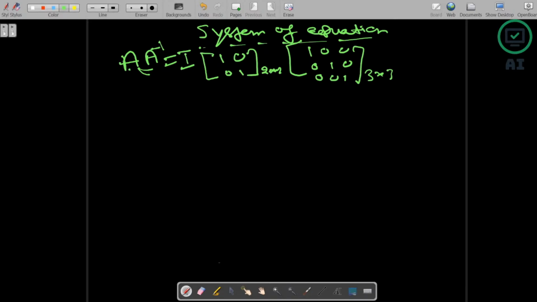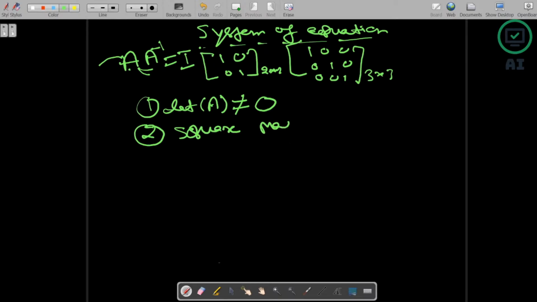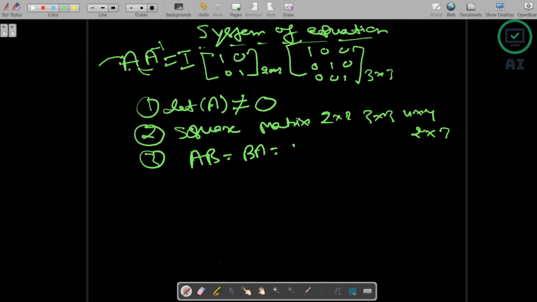So if any matrix, let's suppose A here, has an inverse, there are 3 conditions. The first condition is that the determinant of A should be non-zero, not equal to 0. The second one is that it should be a square matrix: 2 cross 2 form, 3 cross 3 form, 4 cross 4. It should not be like 2 cross 3. And the third one is that AB equals BA equals the identity matrix.